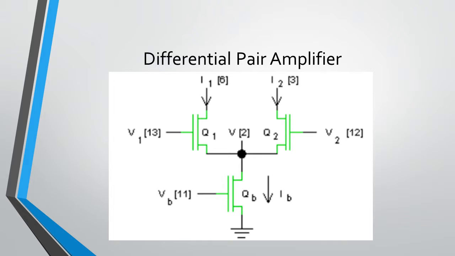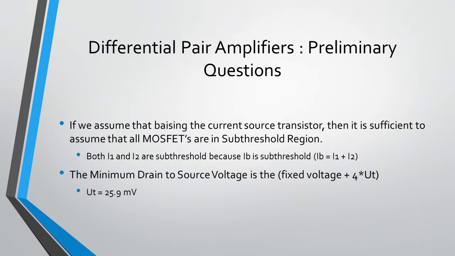Now we are going to talk about differential pair amplifiers. Some of the preliminary questions that we had for the differential pair amplifier was, if we assume that the current source is being biased, then is it sufficient to assume that all MOSFETs are in the subthreshold region for the other current source amplifier, are they going to be in subthreshold too? It is true, because I1 and I2 are both subthreshold because of IB, which is already in the subthreshold region, and they're both components of IB. And the minimum drain to source voltage is going to be equal to the fixed voltage, which is V tau plus 4 UT, the thermal voltage.